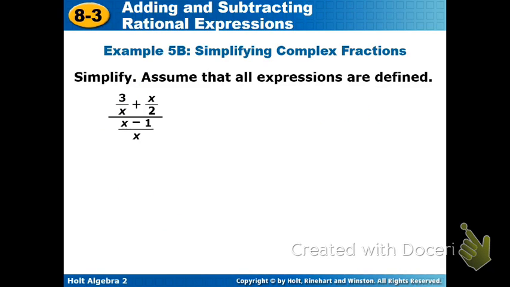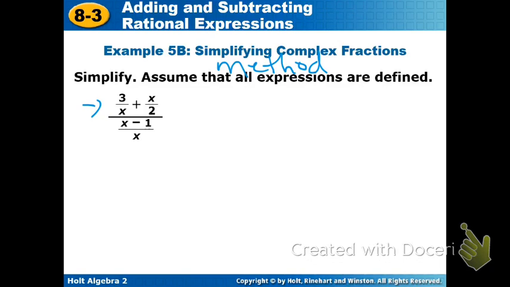All right, this next one we're going to look at is a little bit different. We are going to use our method 2 on this one. Okay, so I'm just going to write that at the top, method 2. Take a minute to copy this down. 3 over x plus x over 2 divided by x minus 1 over x. Yes, we still assume that the fraction bar does mean division. But this one is a little bit different in that if you look at the numerator, you see that you have 2 fractions.